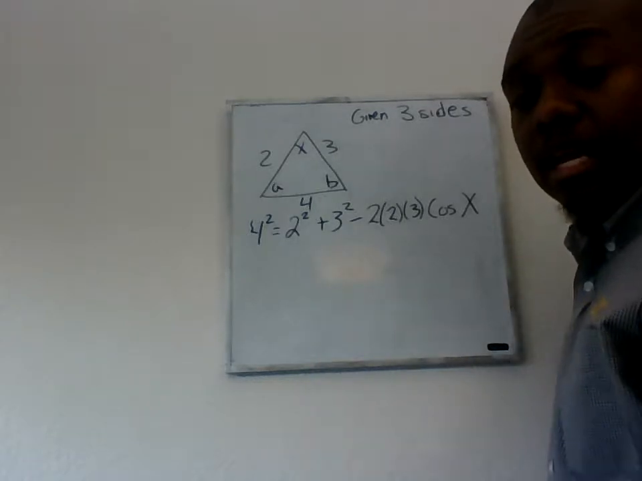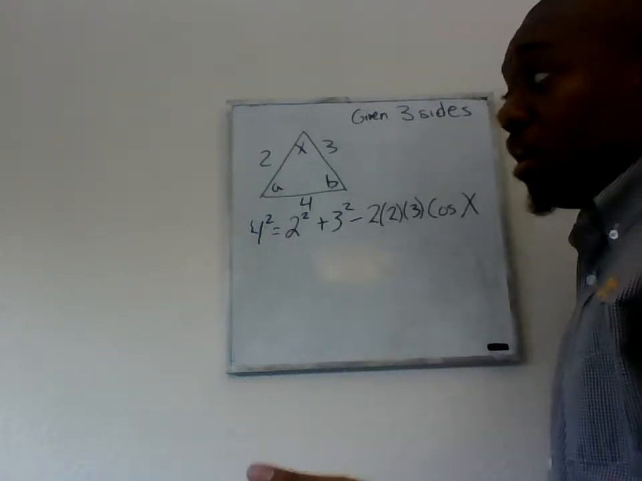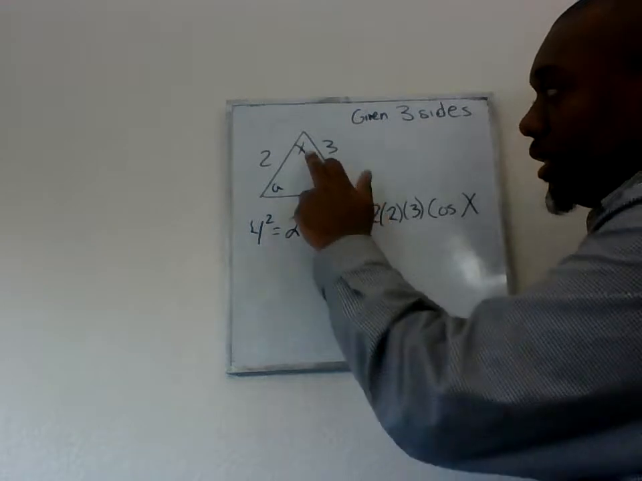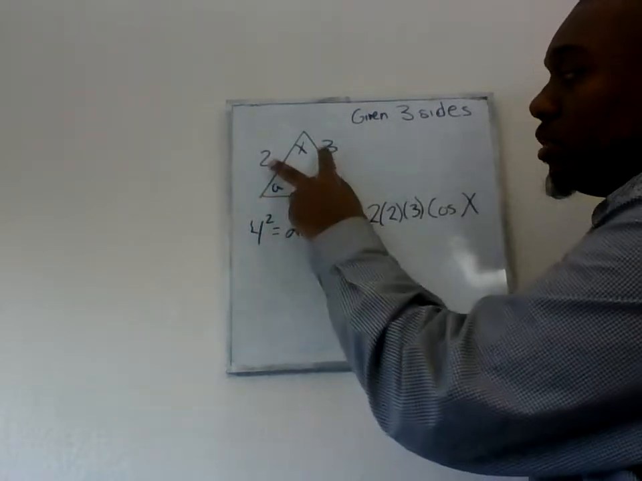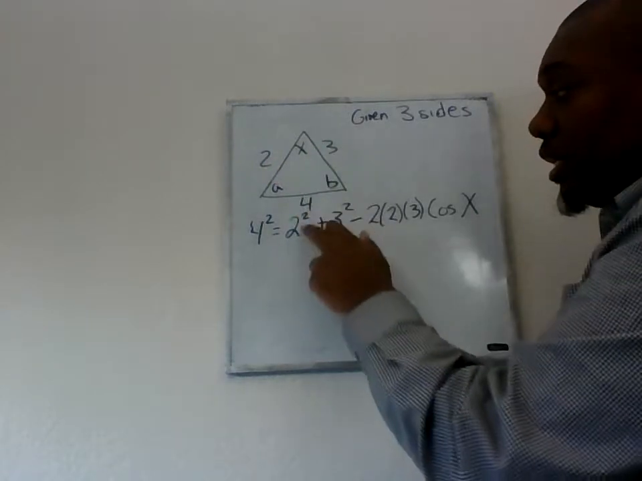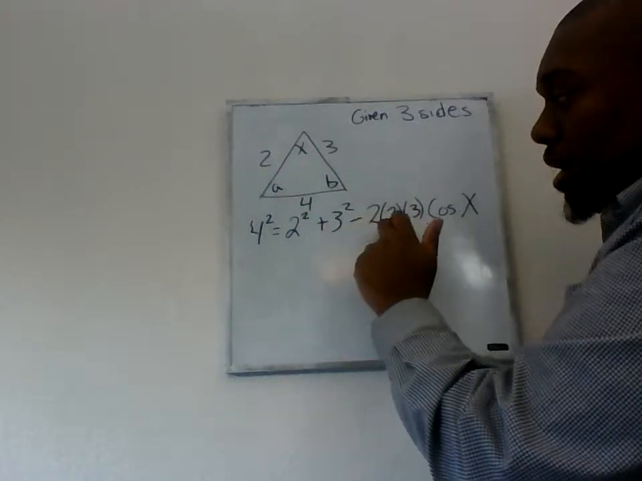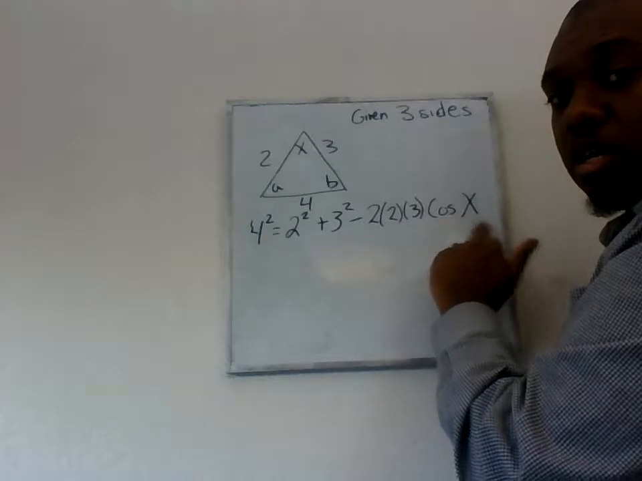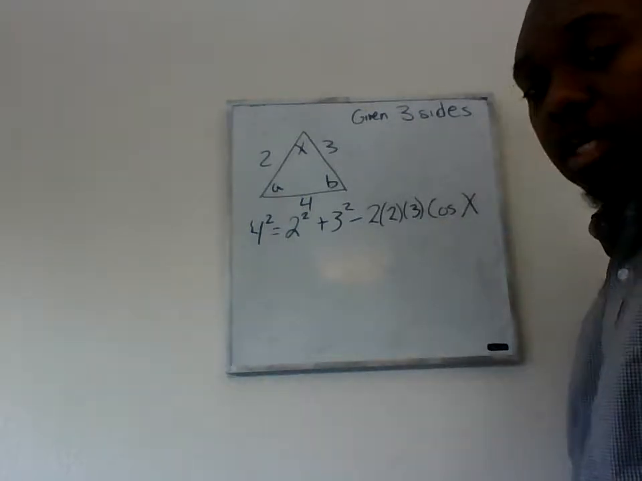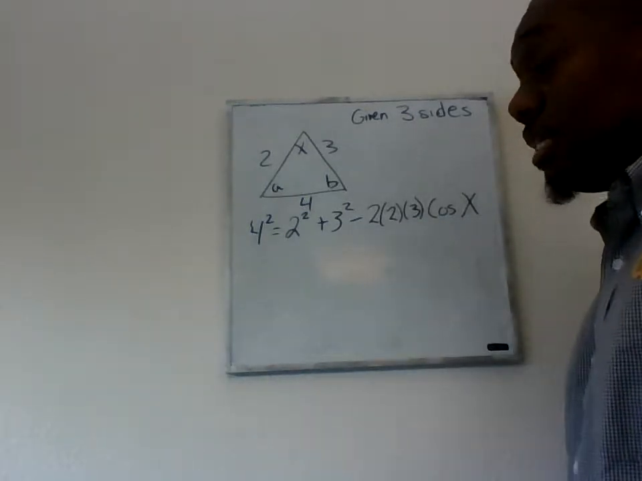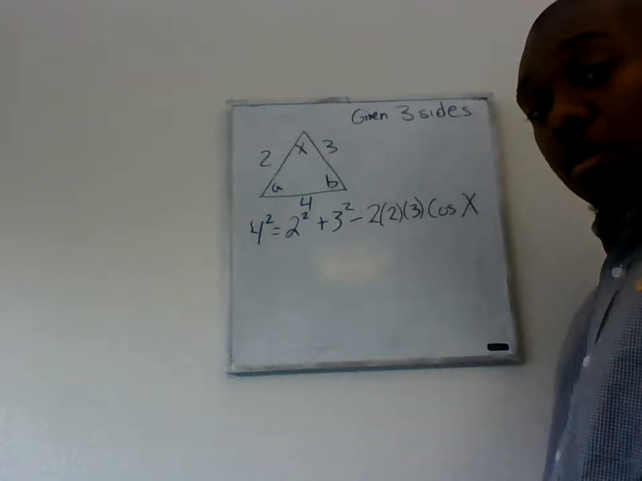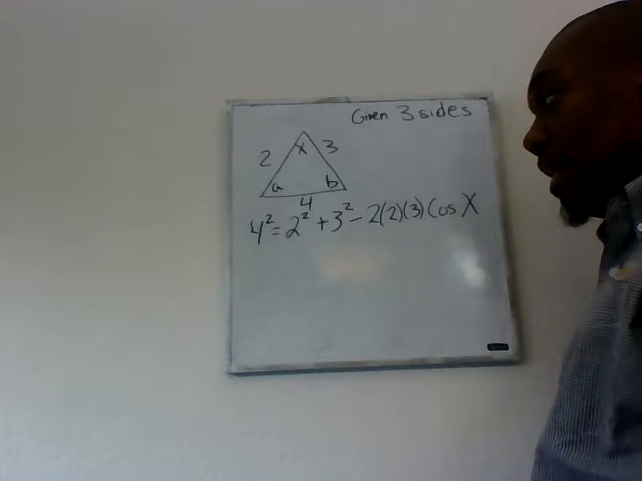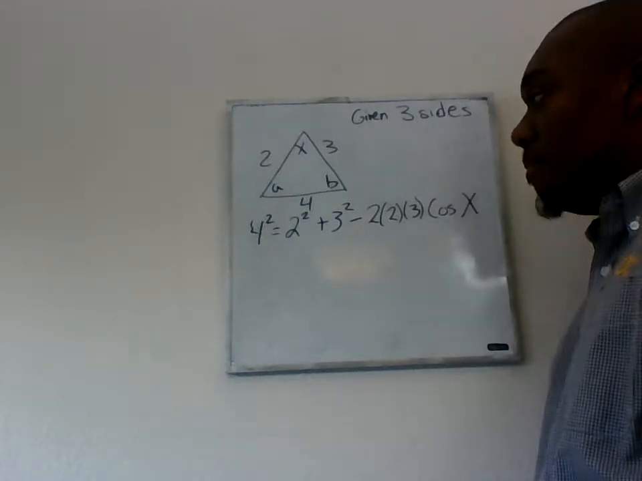So again, let's set that up by the law of cosines. X is opposite the side 4, so we'll have 4 squared equal to the other two sides: 2 squared plus 3 squared minus 2 times 3 cosine of X. Okay, so that's how you would set up the law of cosines. From here, we can solve to get X by itself. Let's see how we do that.